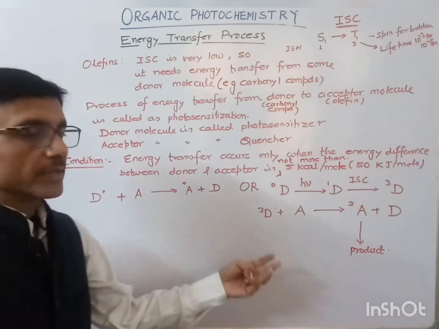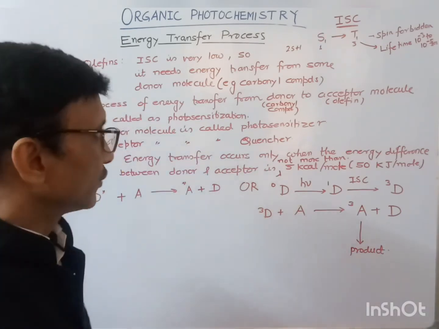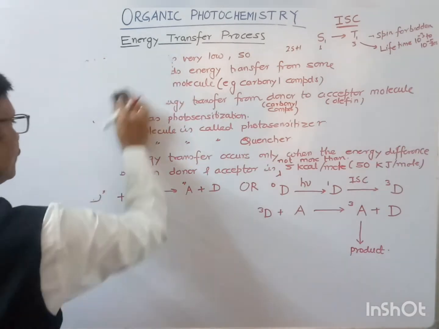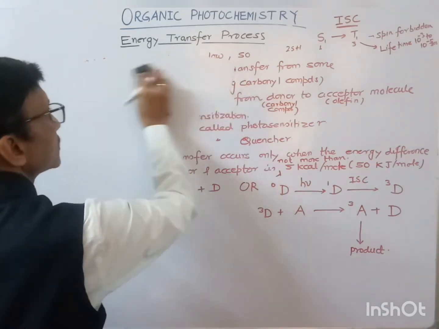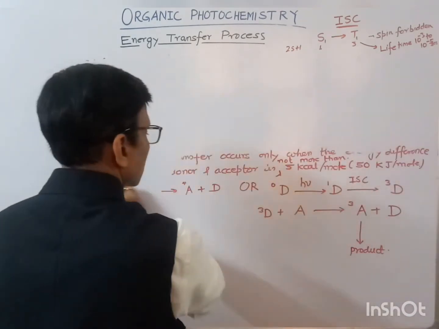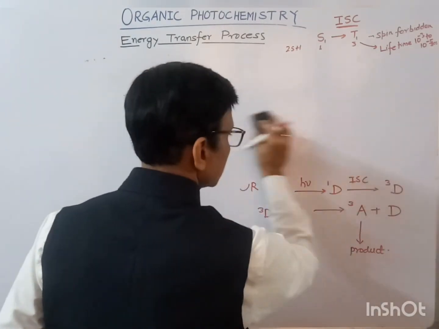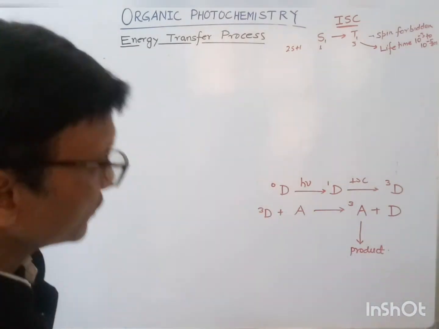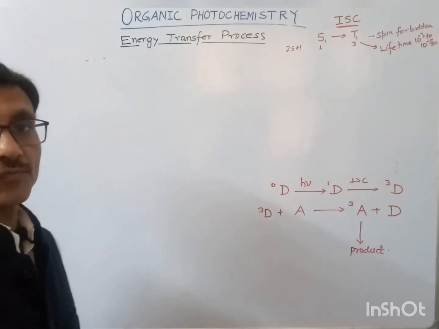So in this way we can represent the energy transfer. Now suppose we have a donor molecule, suppose benzophenone is the donor molecule, one of the carbonyl compounds, and suppose the acceptor molecule is an olefin. We should take an olefin like butadiene.